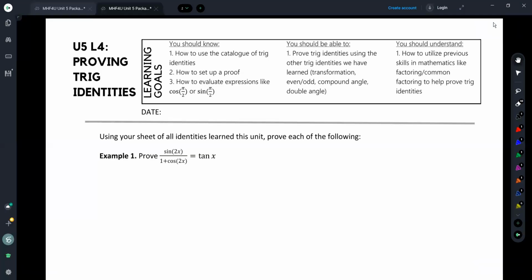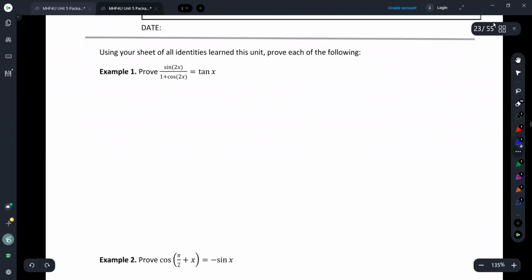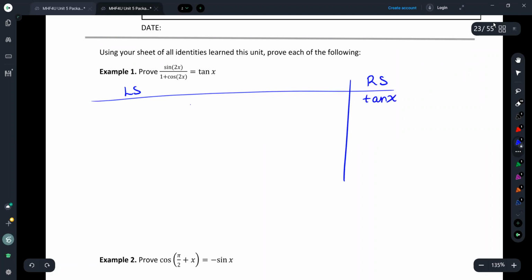Okay, so as we have reviewed earlier in this unit, we're going to make sure that we're always doing left side, right side when we set up proofs. So I'm going to set up a left side and right side. Probably don't need as much room on the right side because it's just tan x there.